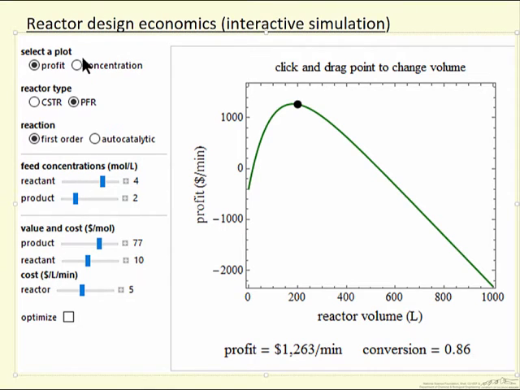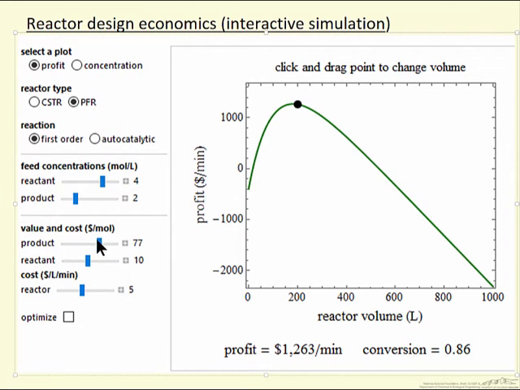Instead of looking at profit, we can also look at what the concentration is in the reactor as a function of distance down the reactor. And showing the first order reaction, but we can also look at an autocatalytic reaction, and then having the product feed makes a significant difference in reaction rate since it's autocatalytic in the product. So the feed concentrations can be changed. Any unreacted reactant is assumed to be recycled with no cost.